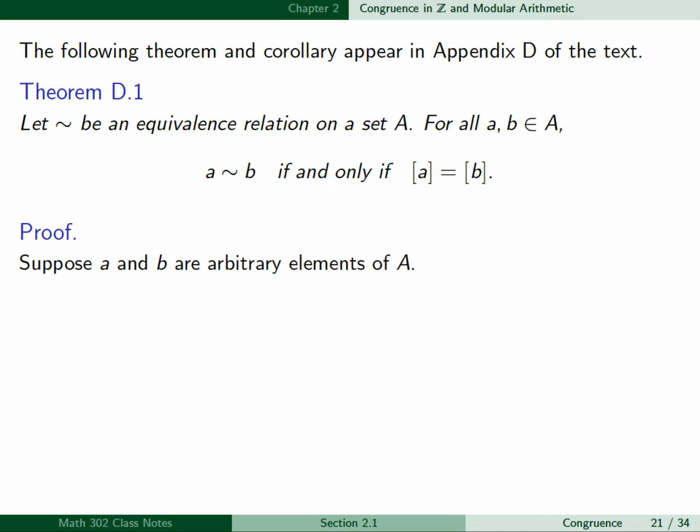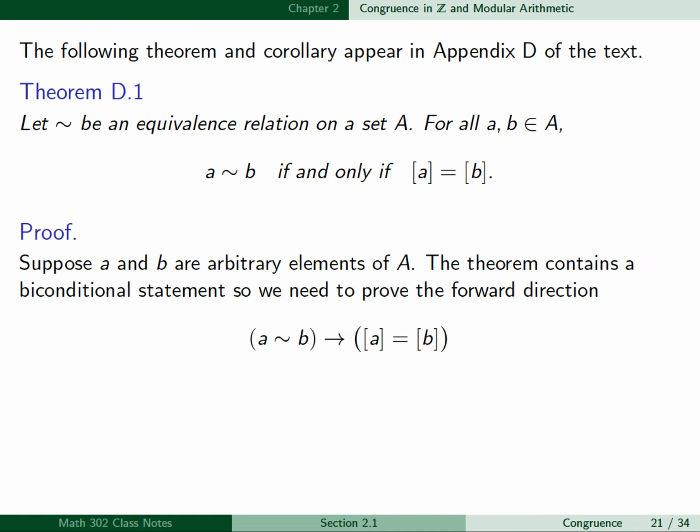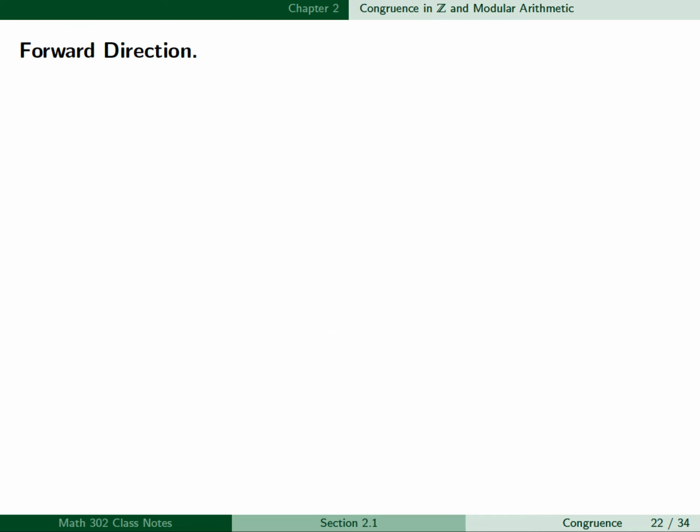So for the proof, we'll suppose A and B are arbitrary elements of A. Now the theorem contains a biconditional statement, so we need to prove the forward direction, which states A is related to B implies the class of A equals the class of B, and the backward direction, which says that the class of A equals the class of B implies that A is related to B. So for the forward direction, we'll suppose A is related to B, and we need to show that the class of A equals the class of B.